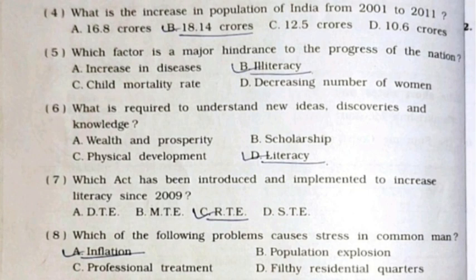Seventh, which act has been introduced and implemented to increase literacy since 2009? It's option number C, RTE, that is right to education. Eighth one, which of the following problems causes stress in common man? It's option number A, inflation.